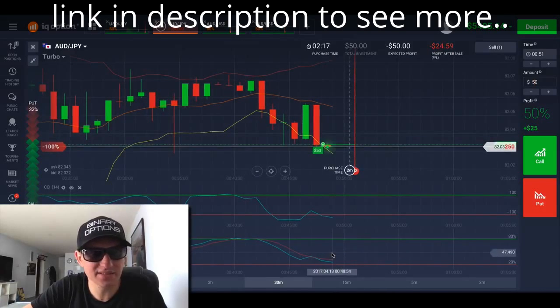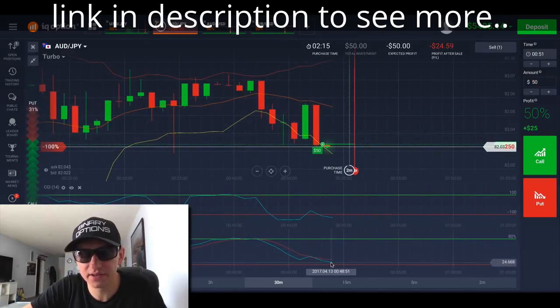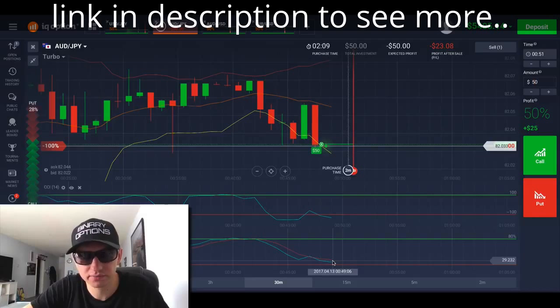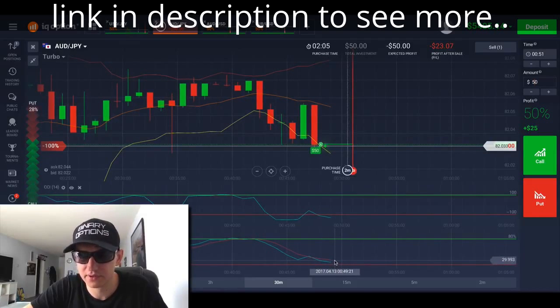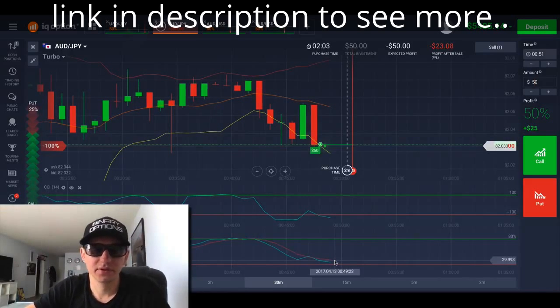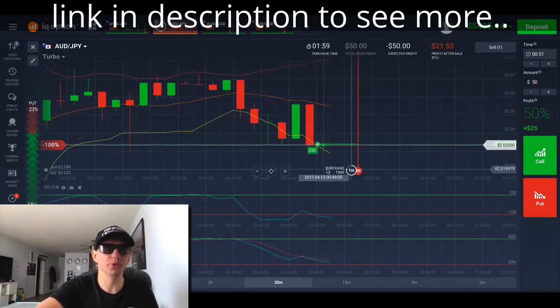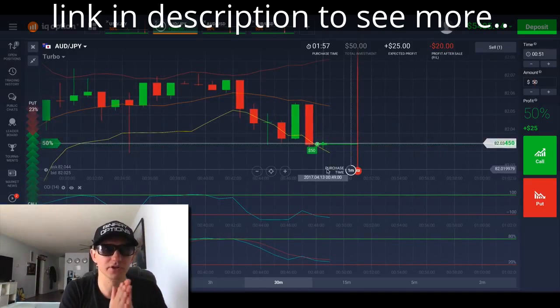So since stochastic is still not in the 20% range, but it's pretty close to it. It's in 30, so I still think that we should be in the good position here.